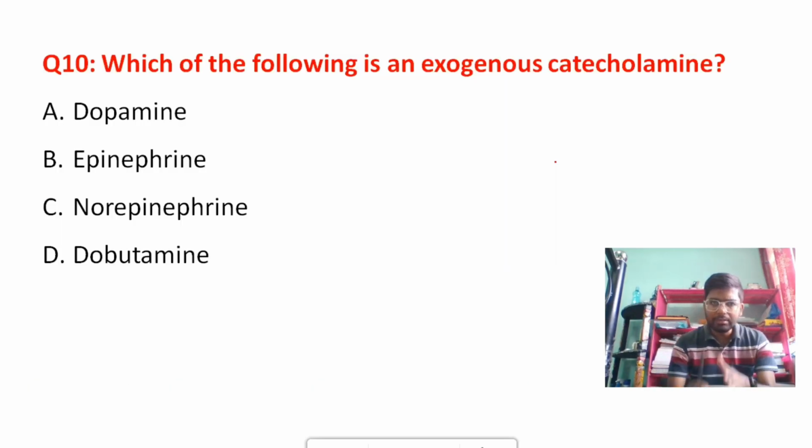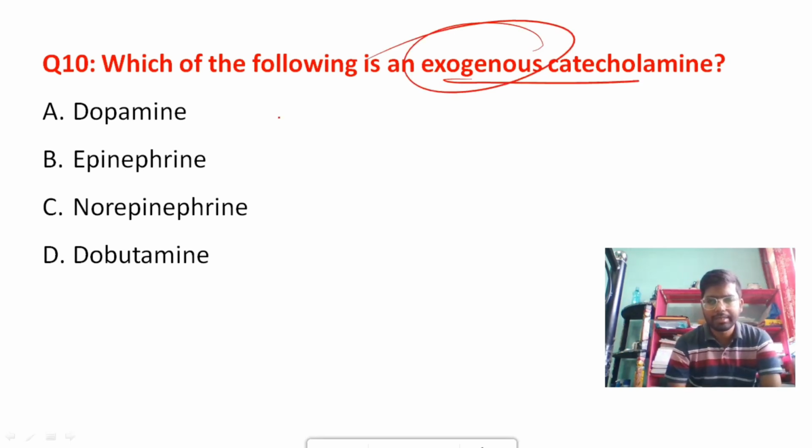Okay. Last question of today's class: which of the following is an exogenous catecholamine? Options are dopamine, epinephrine, norepinephrine, and dobutamine.